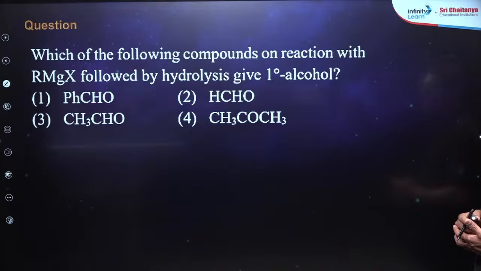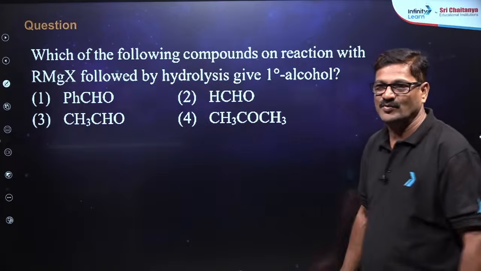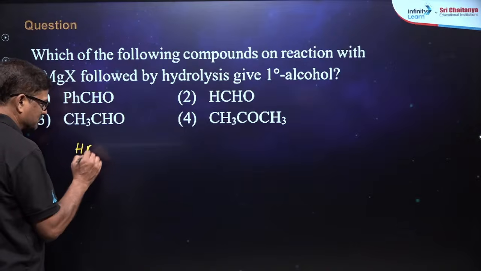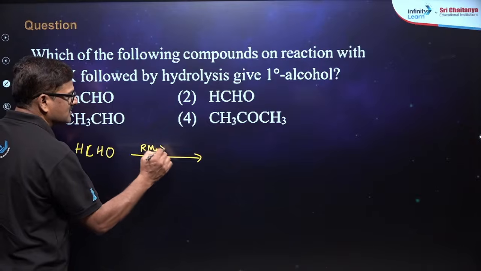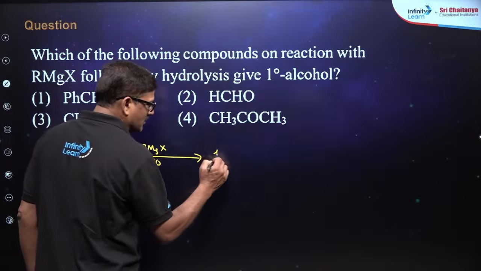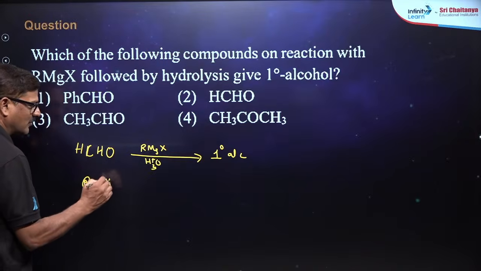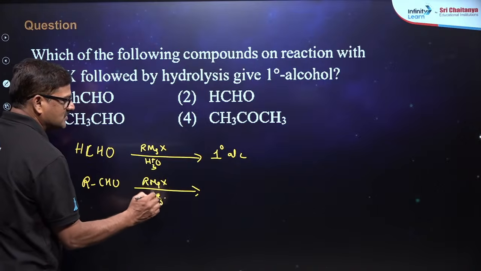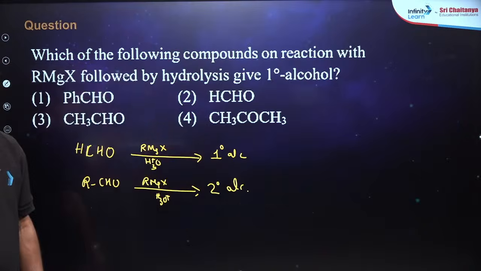Which of the following compounds on reaction with RMgX followed by hydrolysis gives the primary alcohol? Who will give the answer for this question? Formaldehyde, when it is reacted with RMgX in the presence of H3O plus, you are going to get a primary alcohol. Any aldehyde other than formaldehyde, when it is treated with RMgX and H3O plus, you are going to get a secondary alcohol. These are the fingertips.